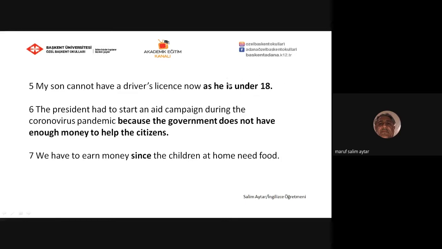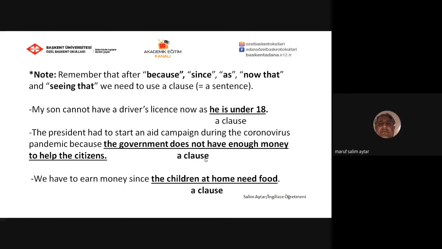It's a clause. The president had to start an 8 campaign during the coronavirus pandemic because the government, which is leading, does not have enough money to help the citizens. That is the main reason why the president had to start an 8 campaign during the coronavirus pandemic. We have to earn money since the children at home need food. We have to earn money because the children at home need money.